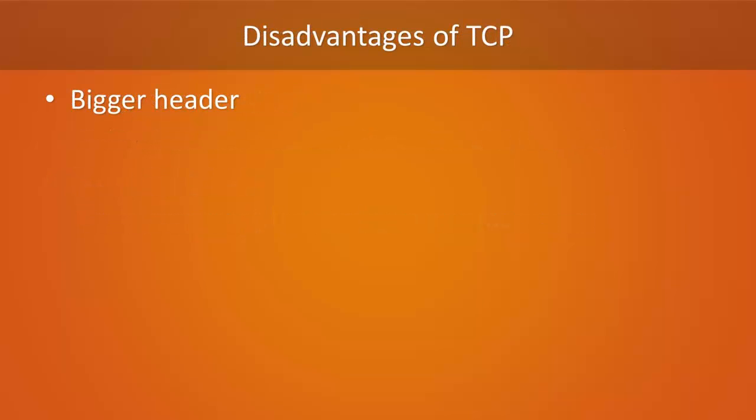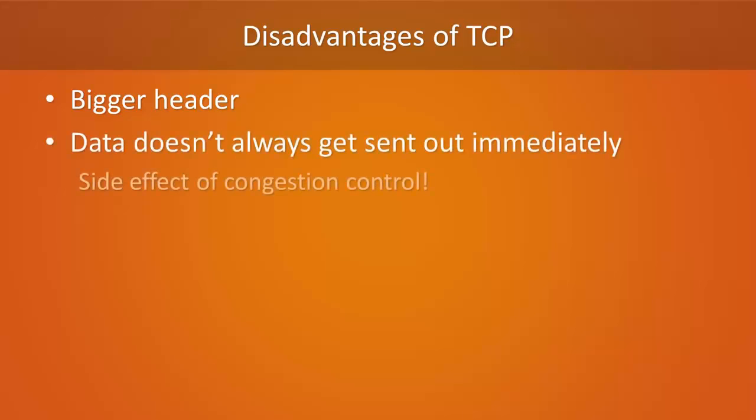Let's look at the downsides of using TCP. TCP segments need bigger headers than UDP segments. As you may remember, UDP headers are about 60% smaller than TCP headers. A side effect of TCP's congestion control mechanism is that data doesn't always get sent out immediately. This is of course done on purpose to ease network congestion, but sometimes that's not what you want.